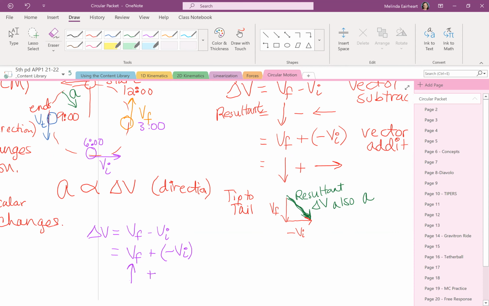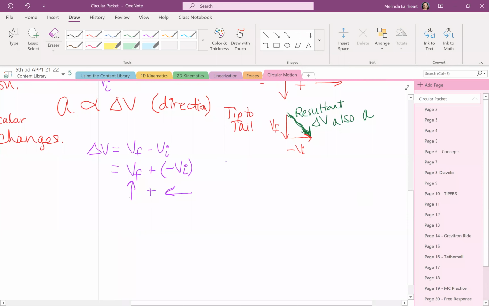What is the same thing as negative right? Left. Okay. And this is what we're going to do, tip to tail. Tip to tail. And so we've got up, and then we've got to the left, tip to tail, up and left. Resultant is what direction? Start to finish.